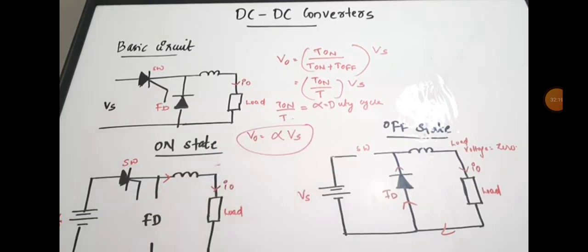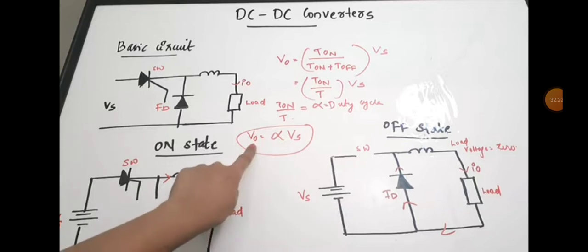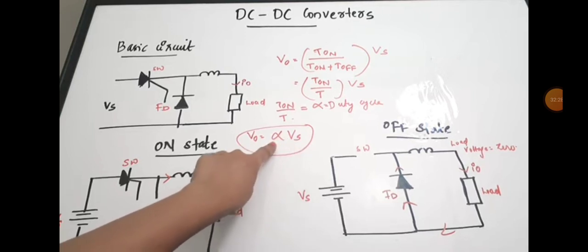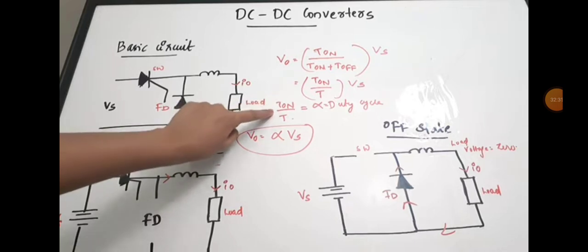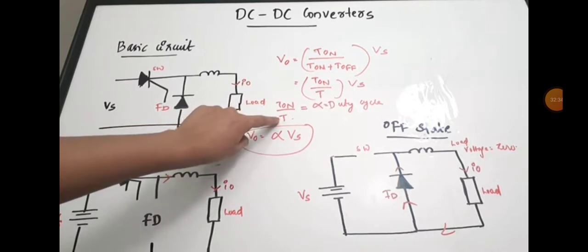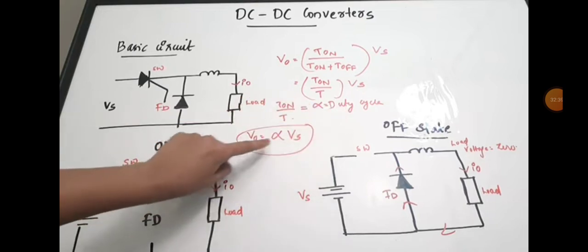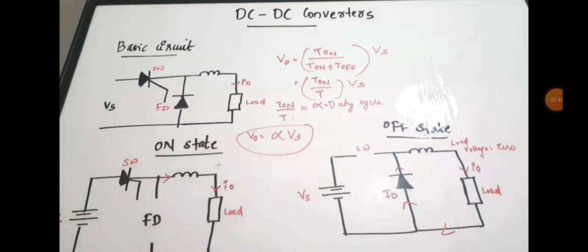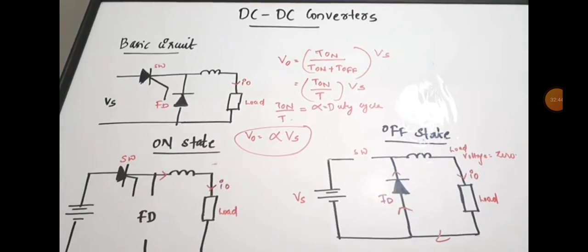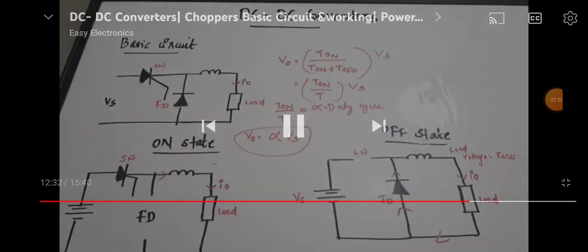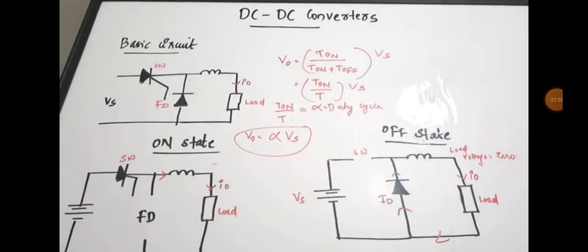So you can clearly understand what things the output voltage is depending on. Output voltage is depending on the supply voltage Vs and also the duty cycle of the chopper. Duty cycle is given by on time by total time, and it is taken as alpha. So these are the two factors on which the output voltage of a chopper depends. Now based on this relation, we are designing step up, step down, all those choppers. Okay, so this is how the circuit of a chopper looks like, and this is the working.